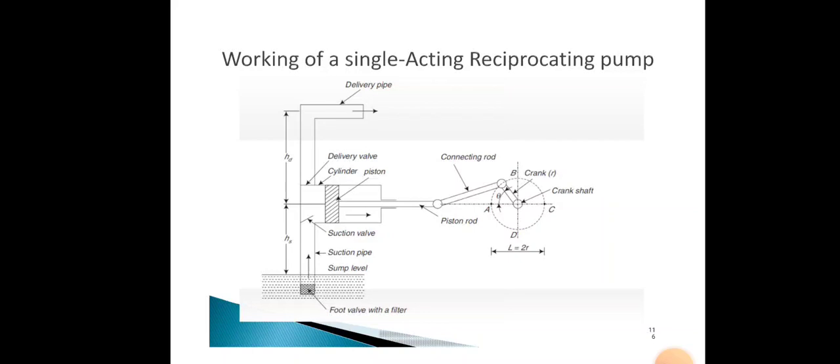In the next stroke, called the delivery stroke, the water leaves the cylinder. In the delivery stroke, the crank rotates from C to A, that is from 180 to 360 degrees. The piston is moving to the left side of the cylinder. Due to this, the pressure of the liquid increases inside the cylinder. This pressure causes the suction valve to close and the delivery valve to open. Then the water is forced into the delivery pipe and rises to the required height.